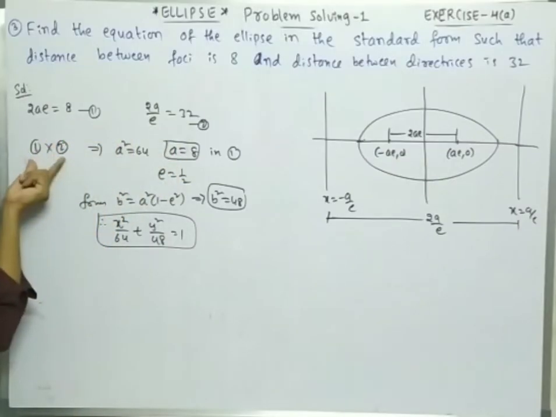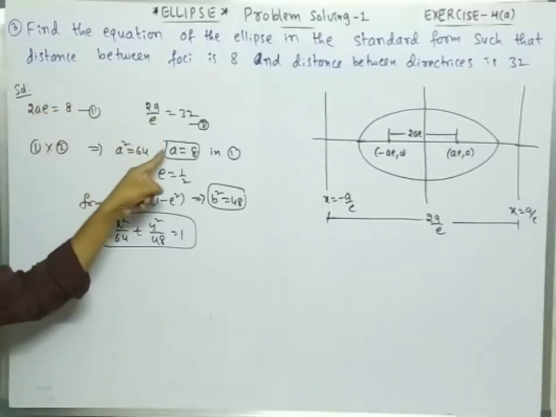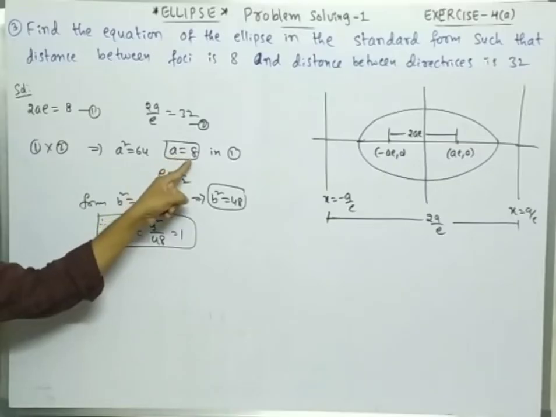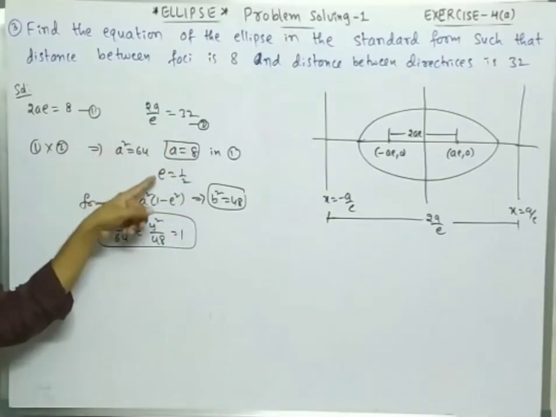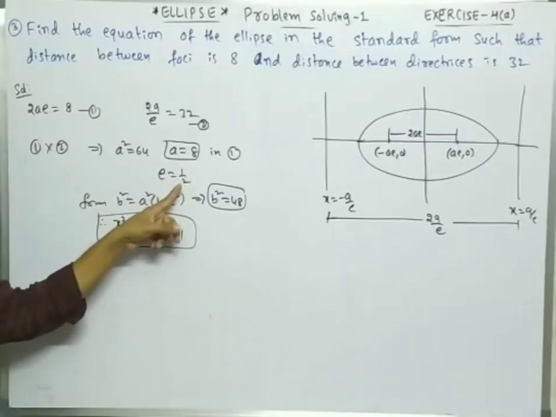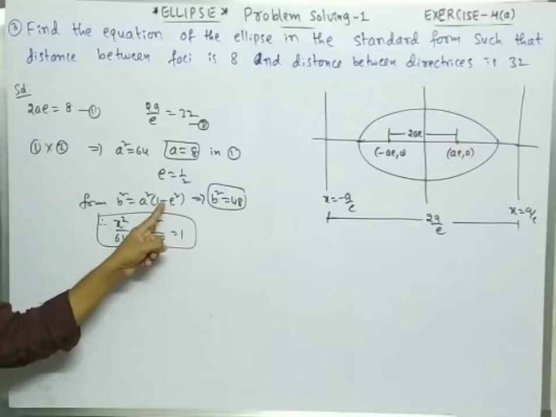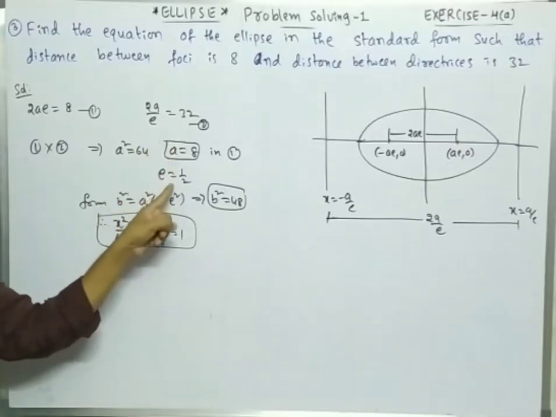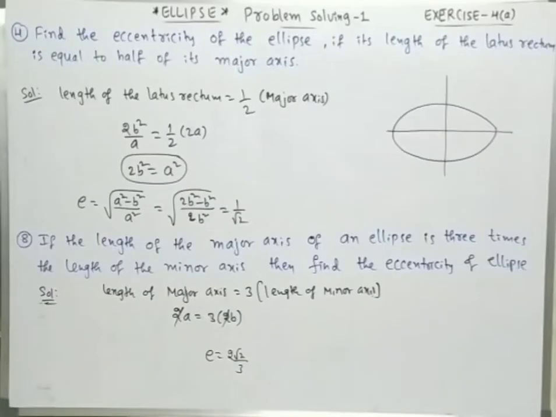If we multiply these two, e gets cancelled, and you will get a square is equal to 64. From that, a is equal to 8. Substitute the a value in one of the two equations, and you will get e is equal to 1 by 2. So we know that b square is equal to a square into 1 minus e square. Substitute the e value in this one, and you will get b square is equal to 48. Therefore, the standard equation is x square by 64 plus y square by 48 is equal to 1.